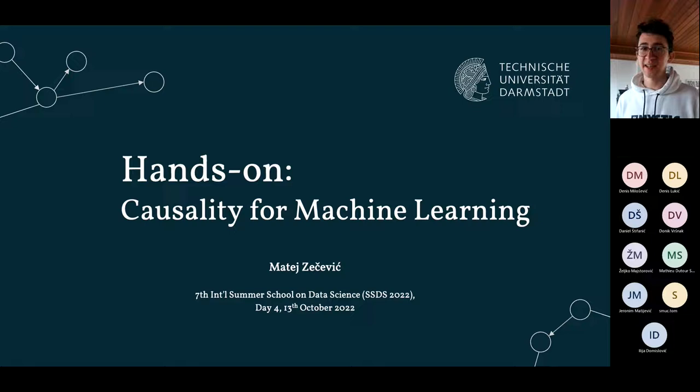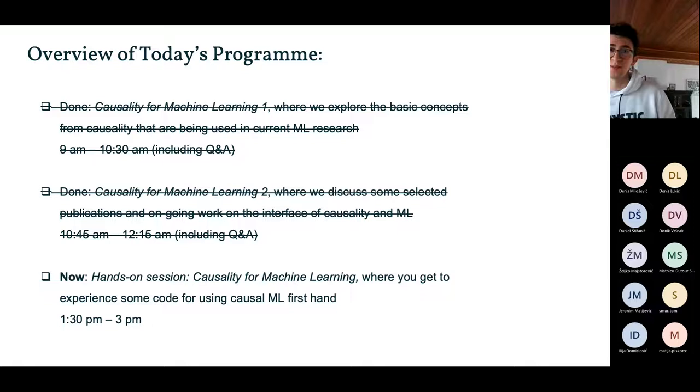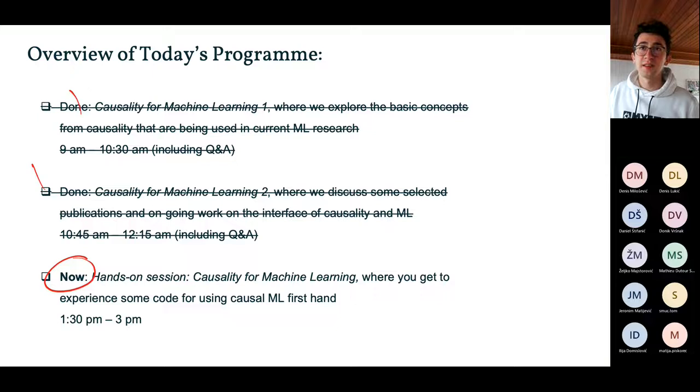So just briefly, today in the morning, we had Causality for Machine Learning one, where we explored basic concepts. Then we had the second lecture where we really talked about ongoing work and some selected publications. And now we are doing the hands-on session to really see some of the concepts we have explored in any of these lectures, but also some other stuff, right? So really just diving in to the extent that we can in a session like this. Again, we have this time slot reserved for us, so approximately 90 minutes.